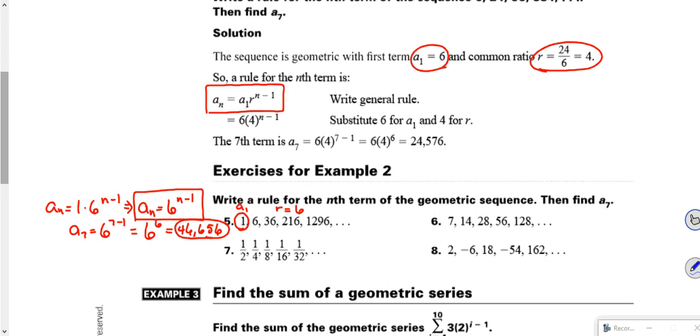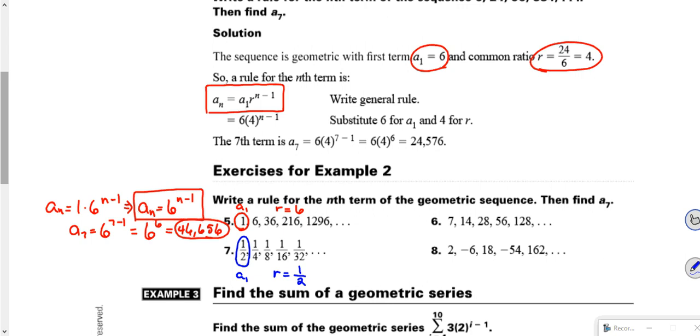Number 7, again, my 1/2 is obviously my a sub 1. That's my first term of the sequence. Now, what's my ratio? What did I multiply by to get to the next one each time? Looks like the 1s stayed across the top, but if you look at the bottoms, it looks like I'm multiplying by 2 each time. So that means my ratio is going to be 1/2.